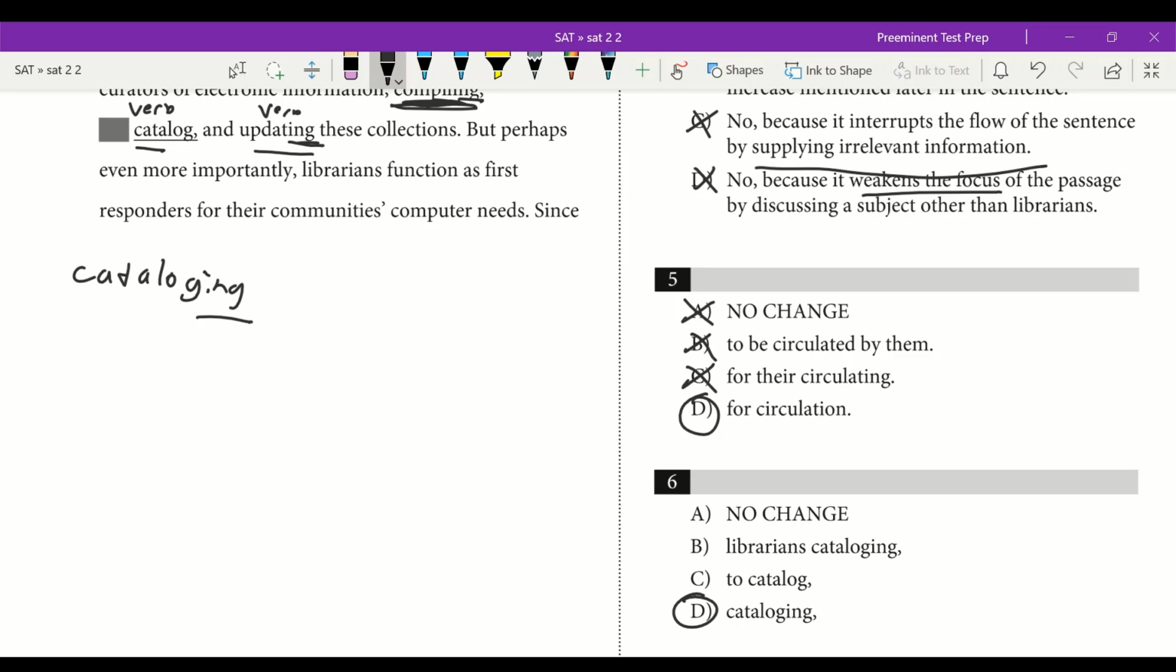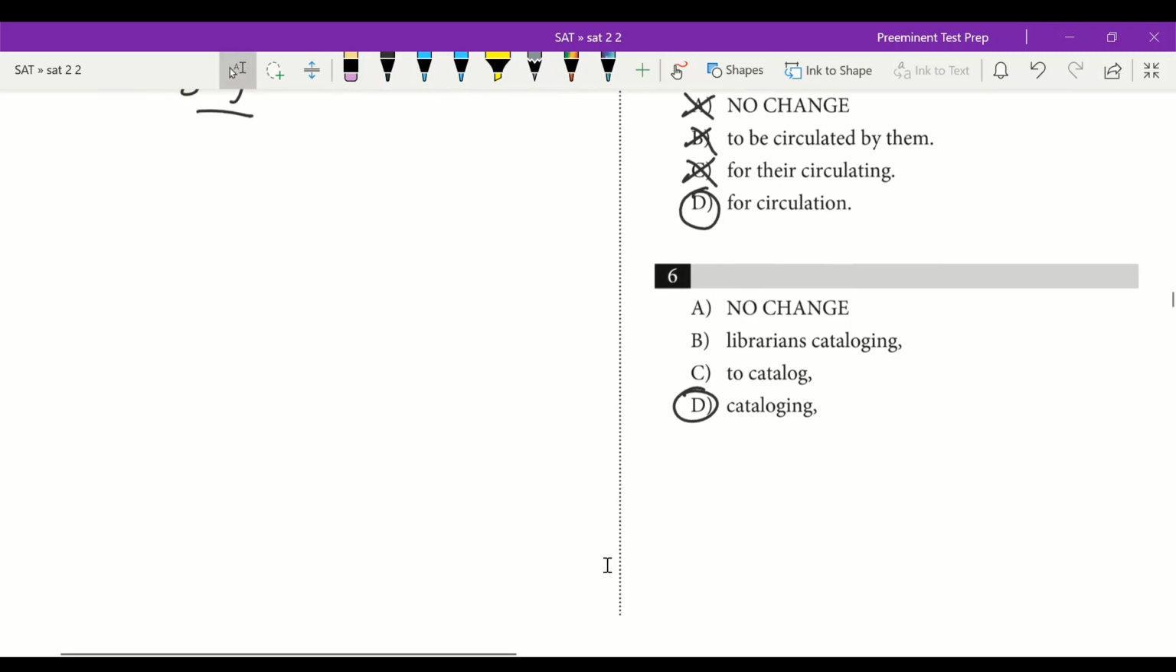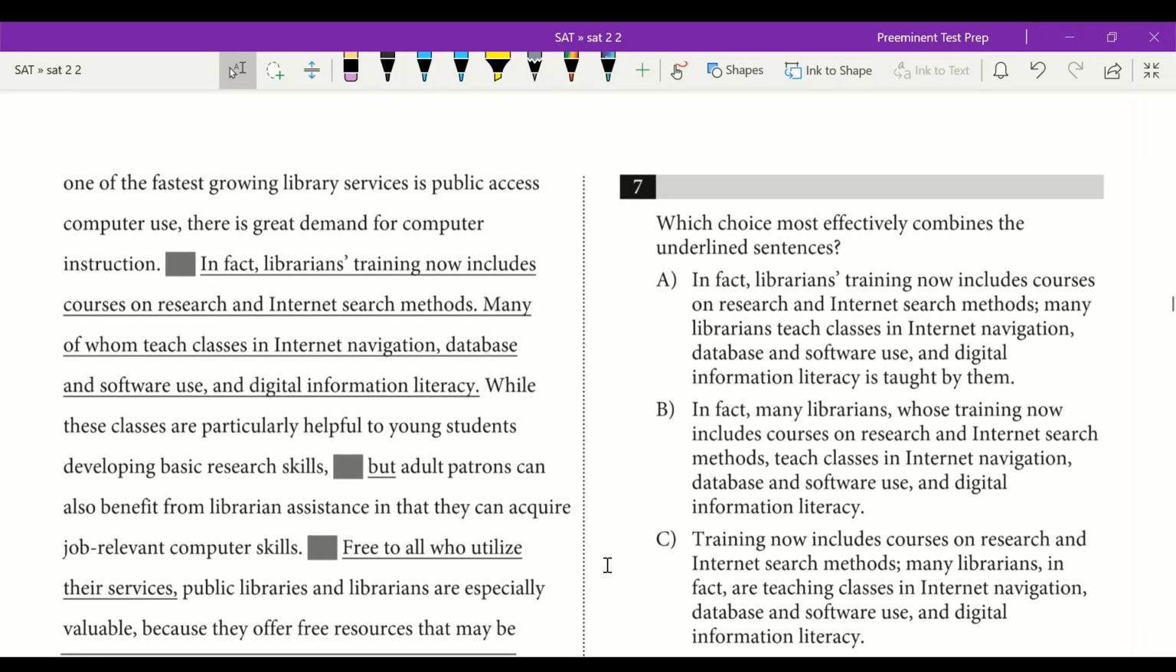Alright, "but perhaps even more importantly, librarians function as first responders for their community's computer needs. Since one of the fastest growing library services is public access computer use, there is great demand for computer instruction." Okay, now we see we have "which choice most effectively combines the underlined sentences." So as we approach our period at the end of our first sentence, we're going to look to see what kind of thing we can use to connect that to our second sentence as we read it, right?